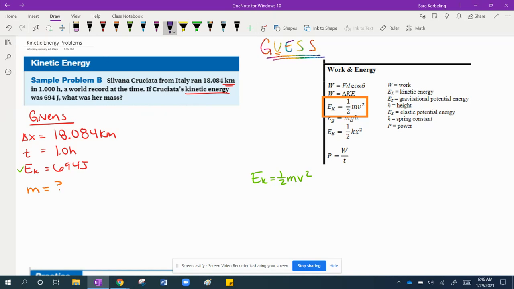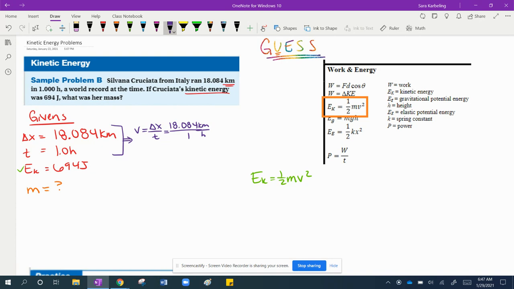Let's take a look. I do know position or displacement and time. And recalling what we did so many months ago, I can recall that the velocity is change in position over time. So we're going to have to do a little bit of calculating. So I know that this is 18.084 kilometers per hour, or in 1 hour. Maybe I'll write it like that. But you might recognize that those aren't base units. That's not what we usually use in physics. So we'll actually need to do a little conversion.